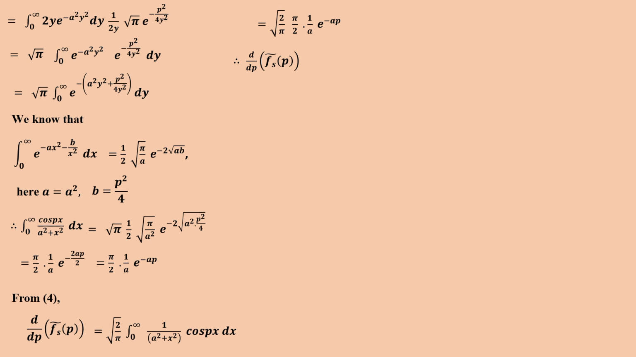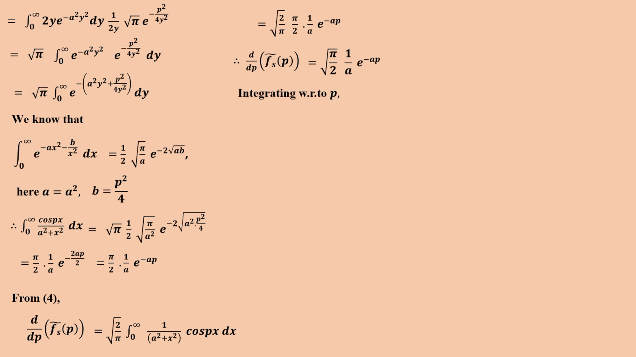So from equation number 4, d by dp of fs bar of p is equal to root of 2 divided by pi integral 0 to infinity cos px by a square plus x square dx. Using the value of the integral of cos px by a square plus x square dx, we get root of 2 divided by pi into pi by 2 into 1 by a e power minus ap. So d by dp of fs bar of p is equal to root of pi by 2 into 1 by a e power minus ap.